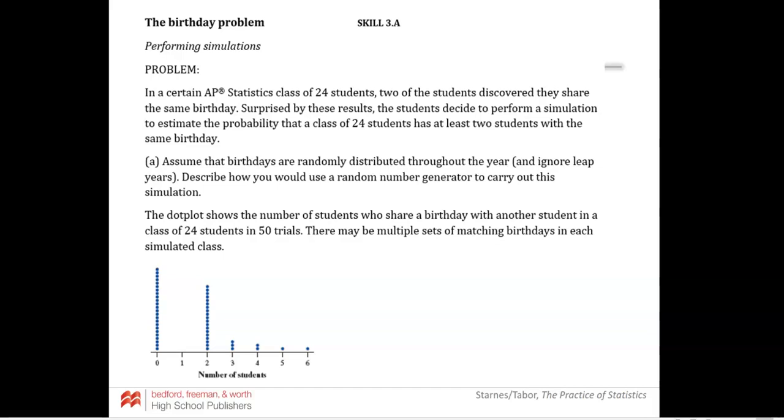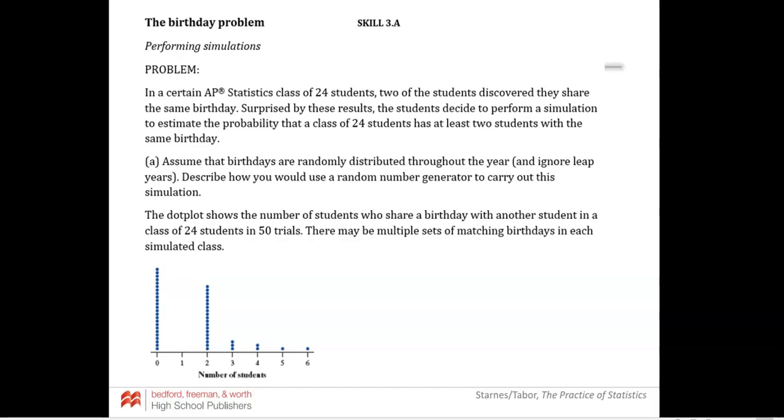So we're going to assume, and this is important to assume stuff like this, that all birthdays are randomly distributed. Maybe in real life one month is more popular than another because of summer or winter or something. But we're going to ignore leap years, and we're just going to assume that every day is equally likely. That's an important part of just talking about it. How would you use a random number generator?